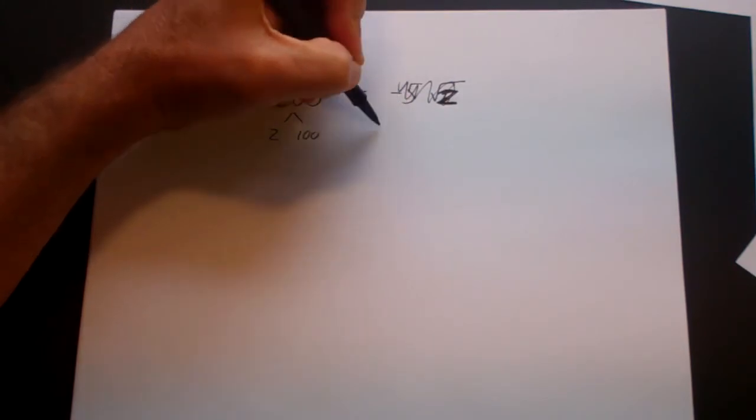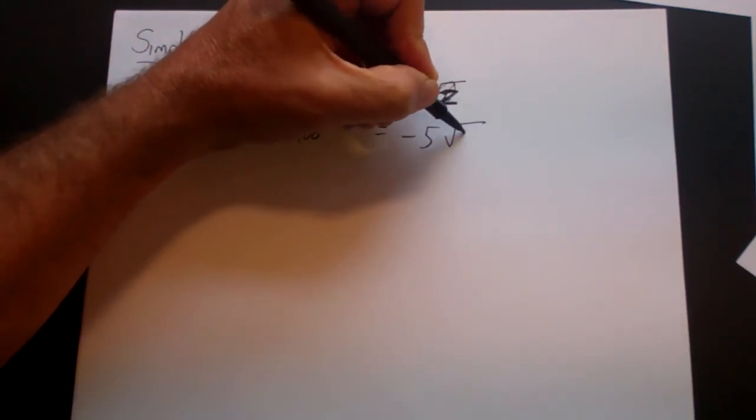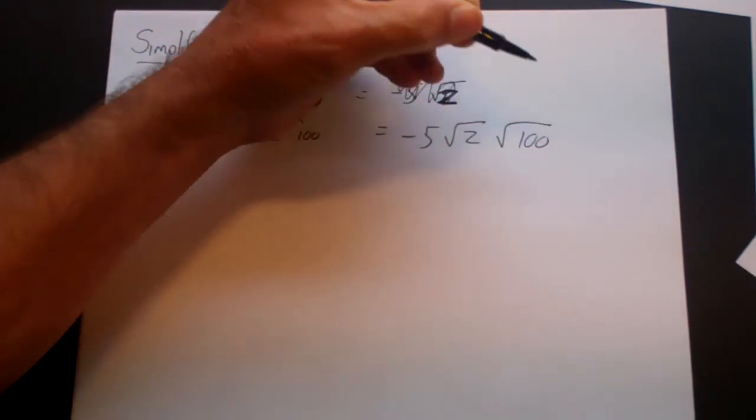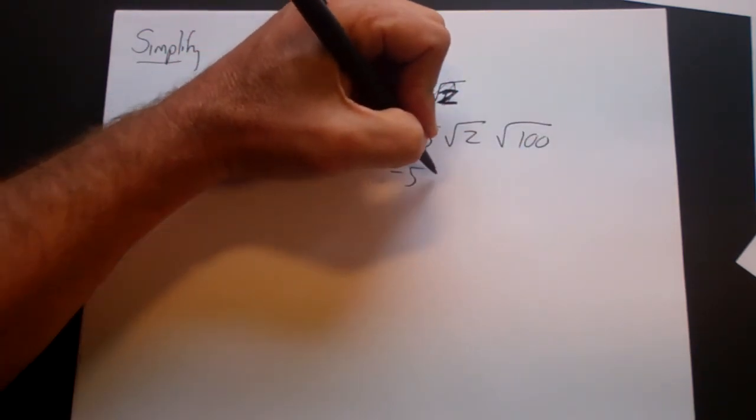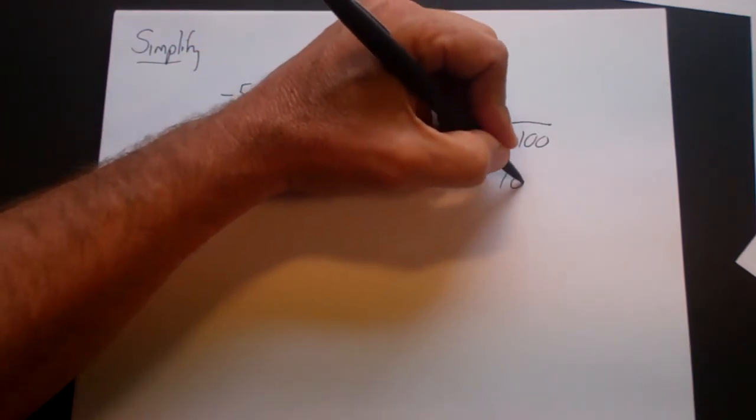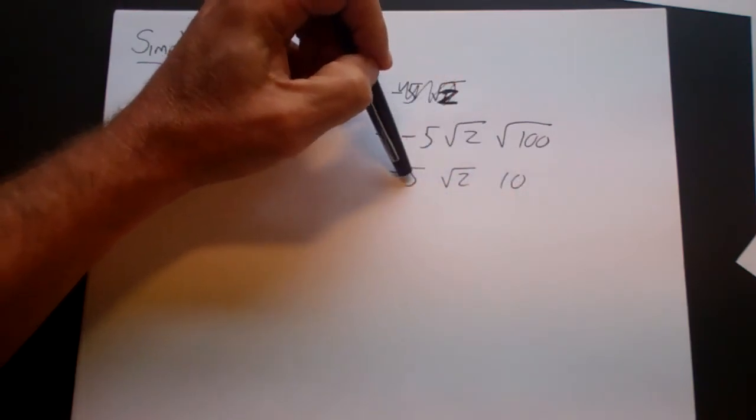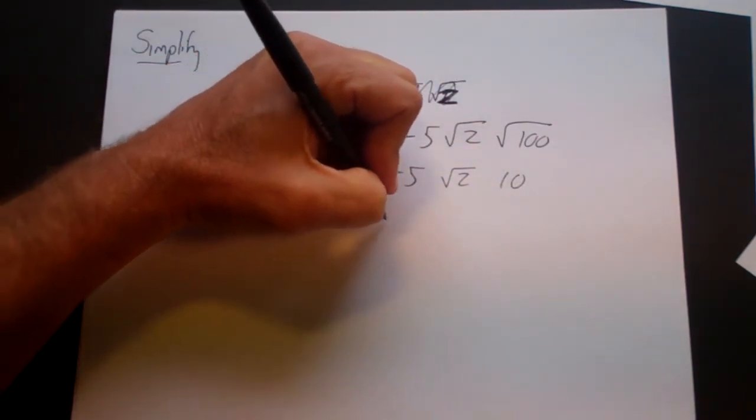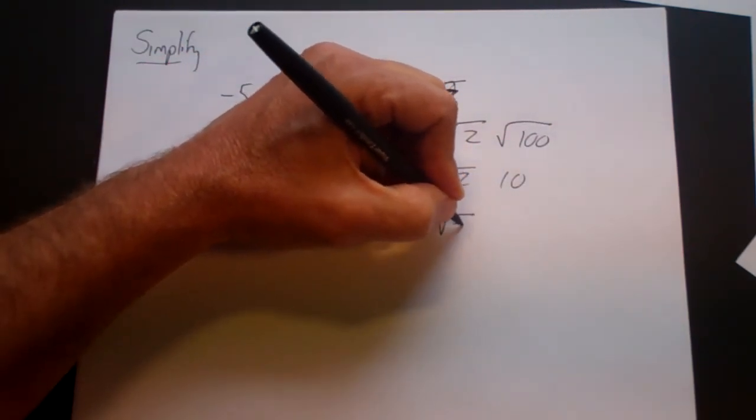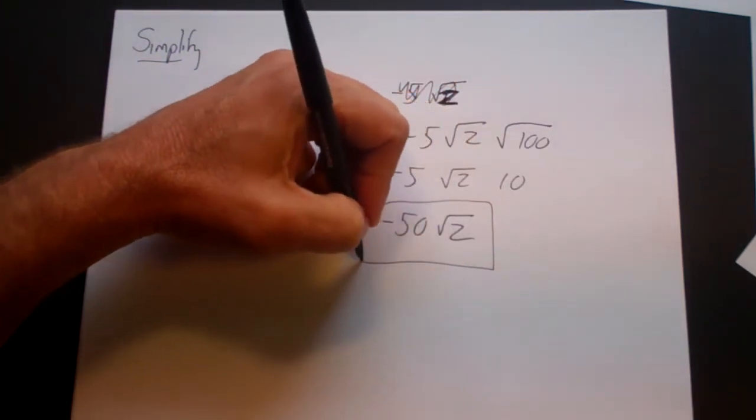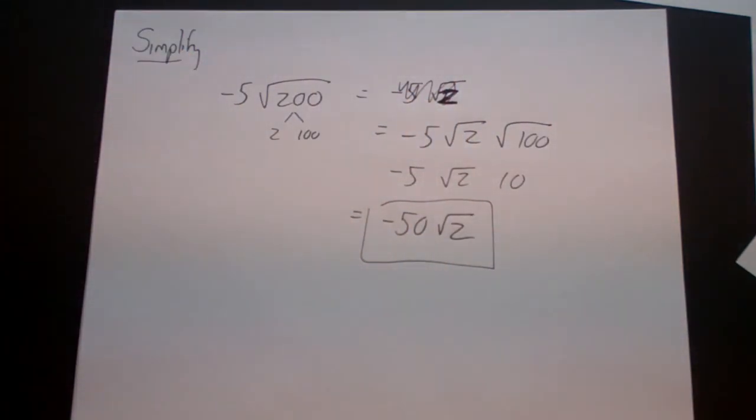Let me just start over. That's going to be minus 5 square root of 2 times square root of 100. Square root of 100 is 10, so it's minus 5 times square root of 2 times 10. Since the 10 and the negative 5 are both outside the square root, that's going to be minus 50 square root of 2. And that's your answer right there. And that's how you simplify square roots with i. The next video, part 2 of this video, is simply going to give you a few problems to practice with.